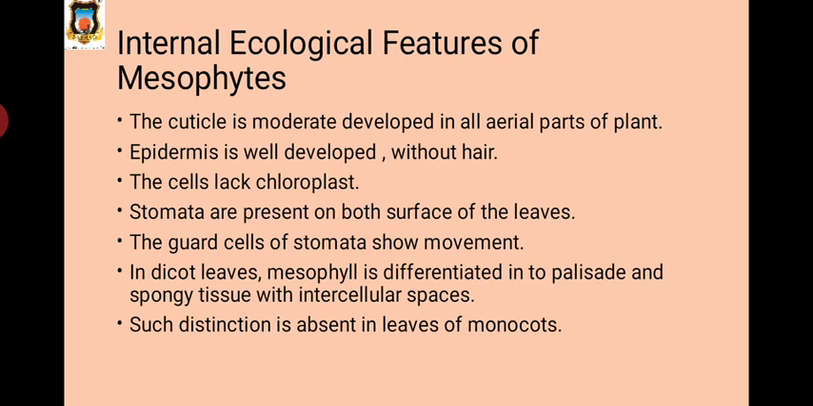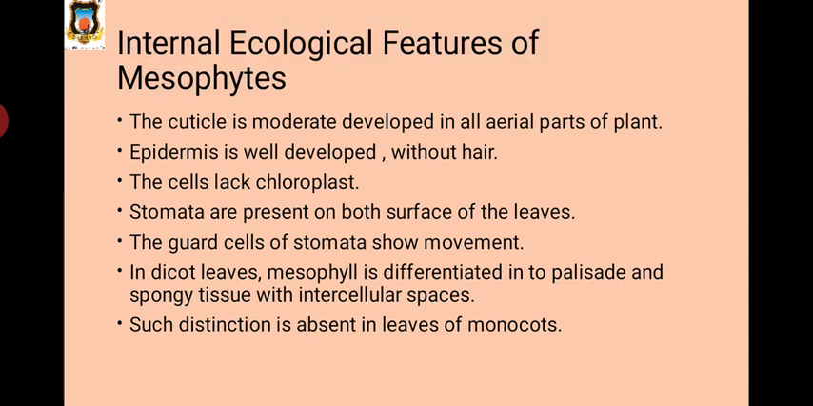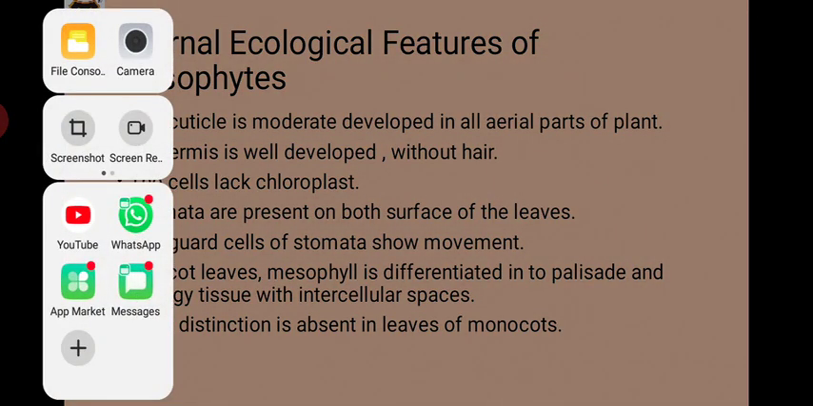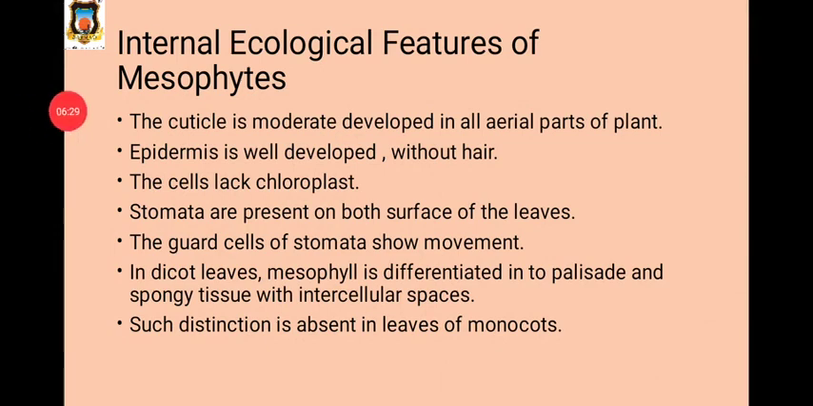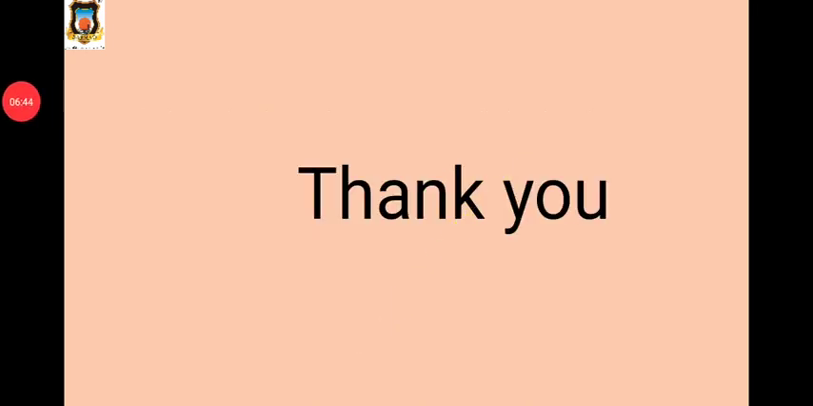The stomata are present in the leaf structure, on both the upper surface as well as the lower surface. The guard cells of the stomata show movement. In dicots, the mesophyll is differentiated into palisade as well as spongy tissues, but in monocots it is not differentiated into spongy and palisade tissue. So these are the mesophytic groups.